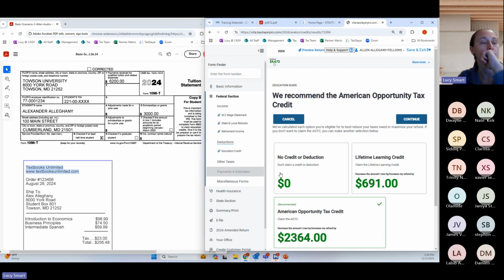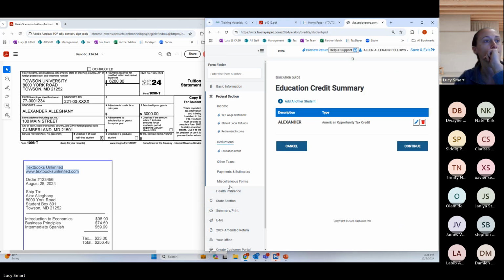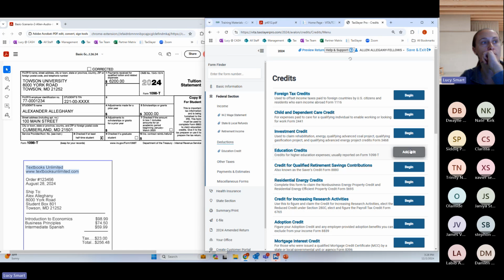All right, so then TaxSlayer recommends that we take the American Opportunity Tax Credit. It's worth $2,364, as opposed to the lifetime learning credit, which would be worth $691. We definitely want that one, so we leave it checked and click continue. We can leave our summary behind.